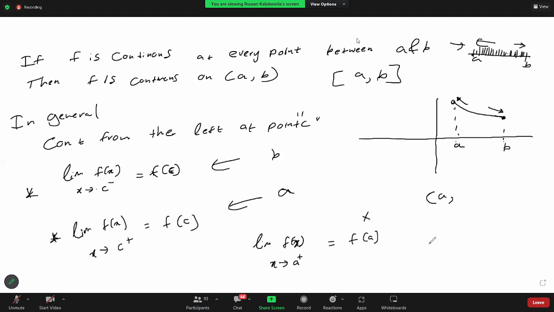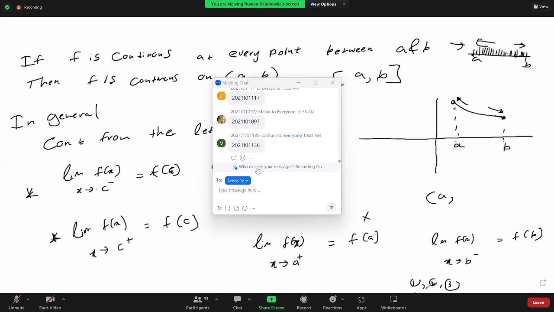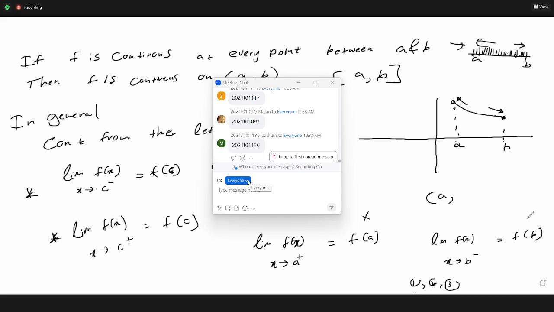B is defined. Yes, let's check it. Check f(x) when x approaches B from the negative end, and test f(b) also, and test whether these two are equal. That means we are checking these three statements as in the previous case: first check this one, second check this one, and thirdly check whether these two are equal. When you check the third one directly, the first and second are already tested inside that.